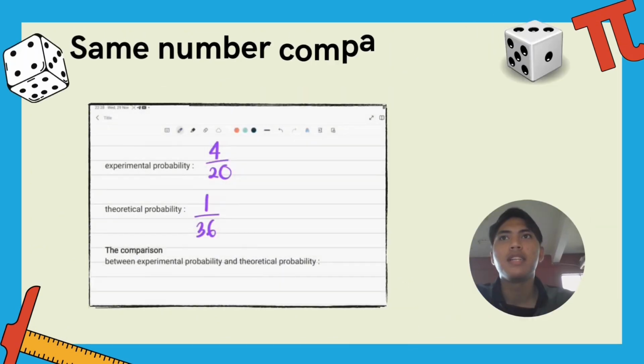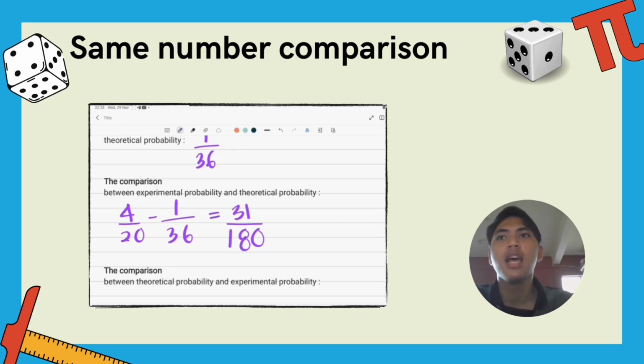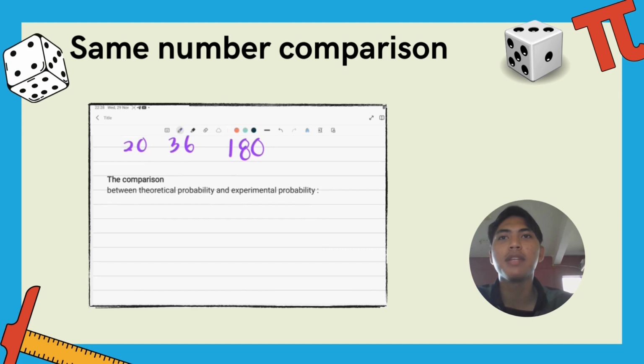For the comparison between experimental probability and theoretical probability, we can do experimental probability subtract theoretical probability, or theoretical probability subtract experimental probability. First, experimental probability subtract theoretical probability: 4 over 20 minus 1 over 36 equals 31 over 180. Secondly, theoretical probability subtract experimental probability: 1 over 36 minus 4 over 20 equals negative 31 over 180.